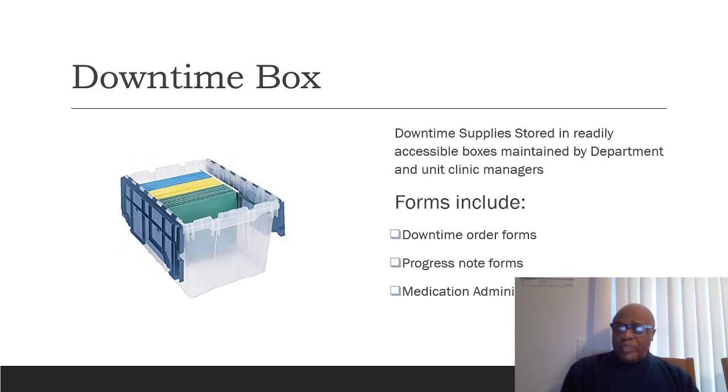Now, during downtime, the activation of the downtime box that I was talking about earlier gets into effect. It means that everything at that point will be done by paper. And these paper forms are all inside the downtime box. They are in folders and they're all clearly labeled by name. The examples are medication administration record forms and progress note forms, and all these forms are utilized when there's downtime. They are handwritten forms that nurses use to do all their work.